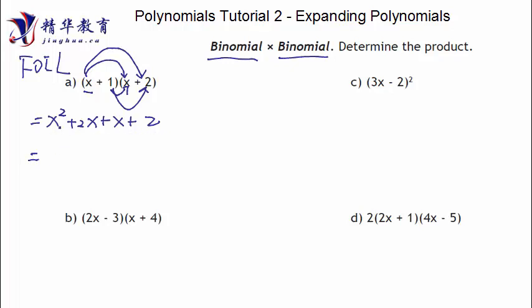Looking for the like terms. Do we have any x squared terms? No, we just have one x squared here. Do we have x terms? We have one x term here, one x term here. 2x plus x, total is 3x. And then we have one constant term, 2.